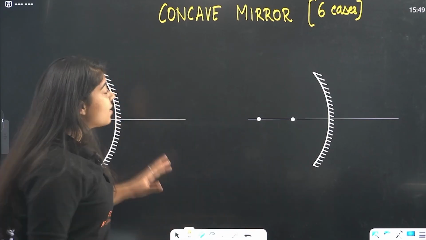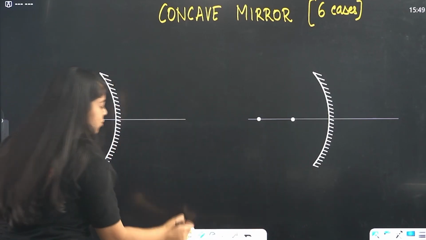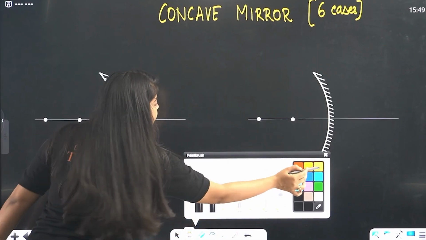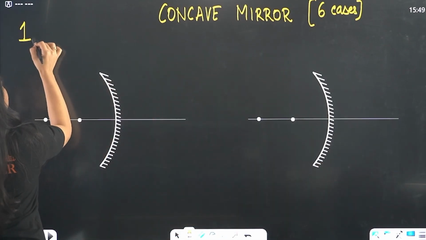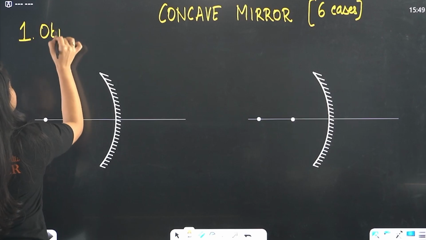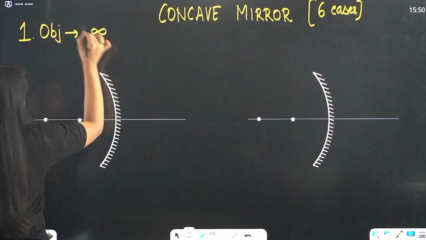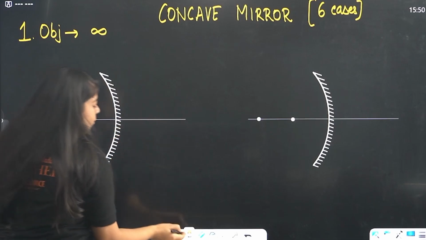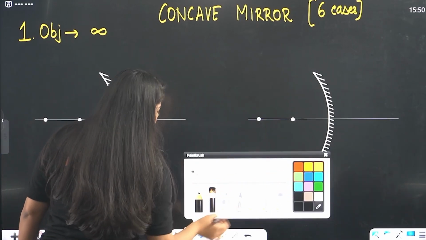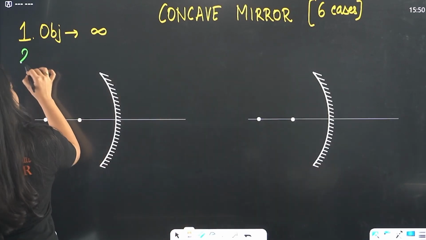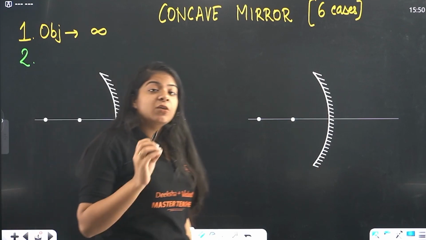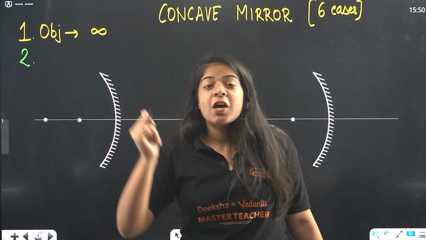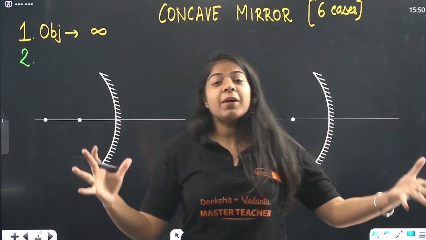Now, the first case you have to see very carefully. The first case is, object is at infinity. And the image will be where? Ma'am, first make the ray diagram, then we'll see where the image is. Yes, that is important, but you have to remember things now. We are past the learning age, we are in the remembering phase now.